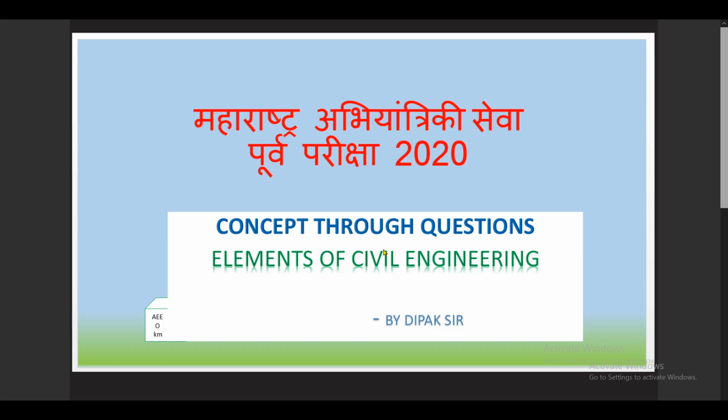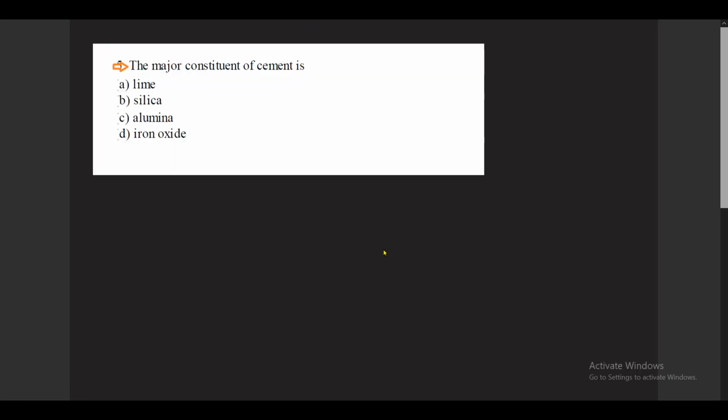The subject that we are going to deal with is the elements of civil engineering. One by one we will see the different MCQs on the different topics mentioned in the syllabus of the Maharashtra Engineering Services pre-exam. Today we are going to deal with the MCQs, that is multiple choice questions, on cement and sand. This is the first session, and later on we will go for the second session. One by one we will see the different questions and try to figure out their correct options.